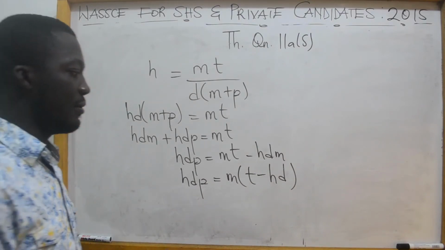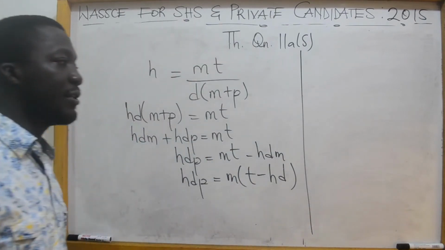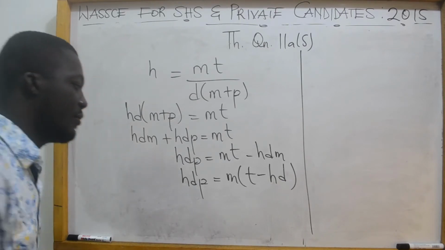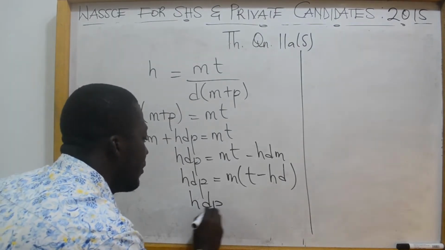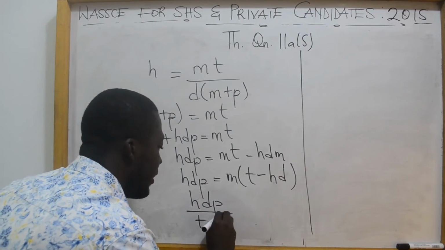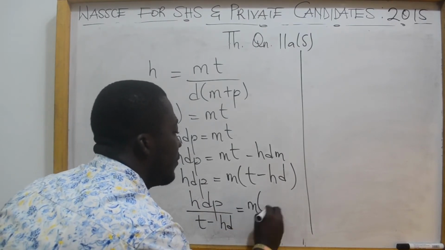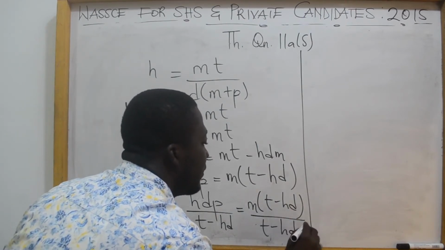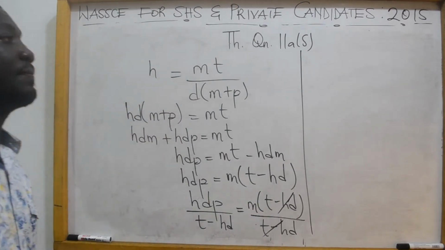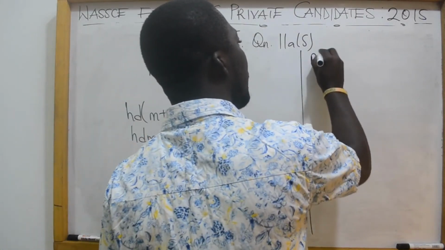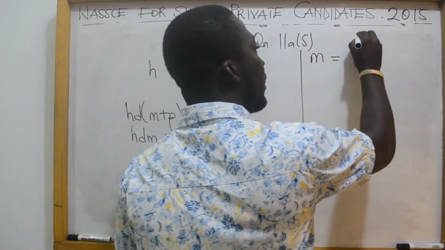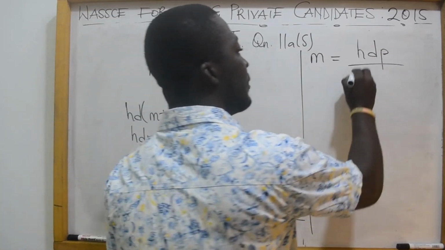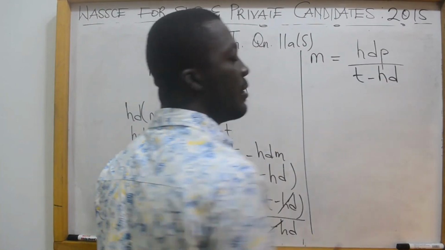We divide both sides of the equation by T minus HD. So we have HDP divided by T minus HD is equal to M into bracket T minus HD over T minus HD. And this will cancel that. And we have M to be HDP divided by T minus HD.